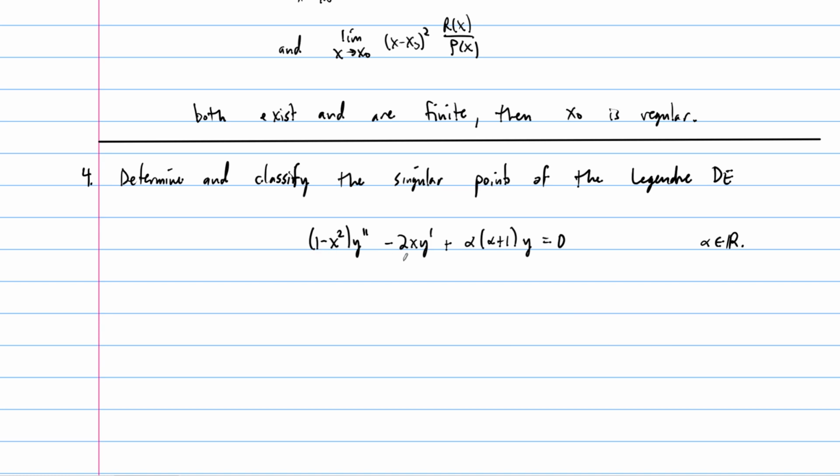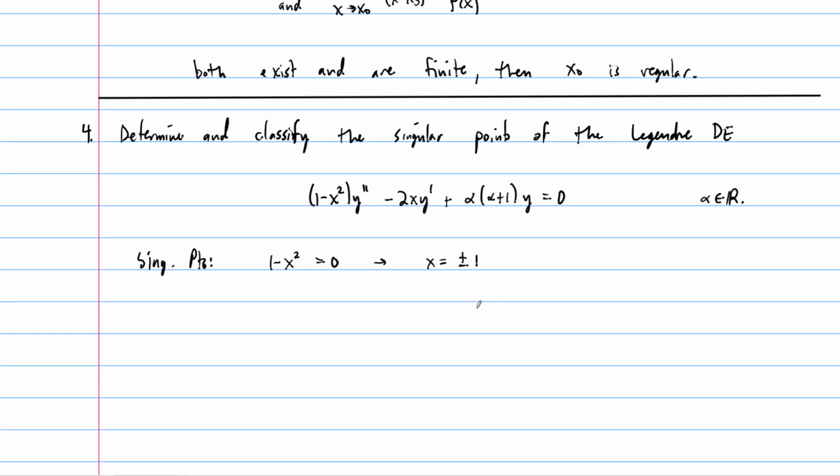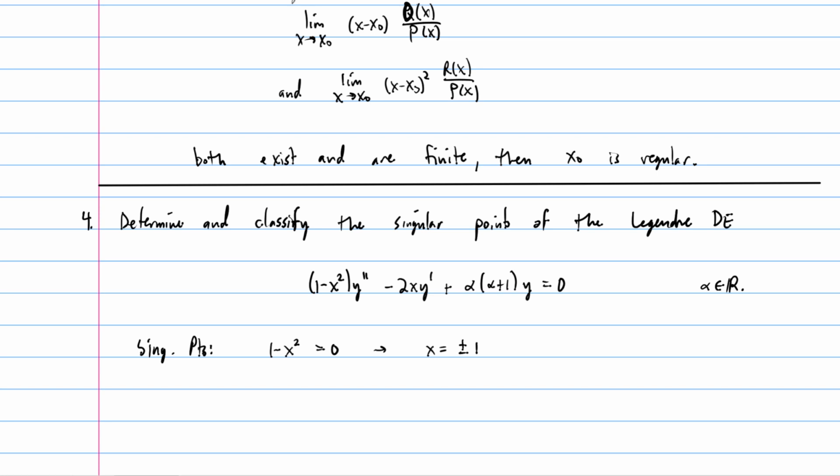First of all, we need to find the singular points. These are, again, polynomial functions, so all we really have to do is find the roots of the coefficient function capital P of x. So the singular points are going to be the points that satisfy 1 minus x squared equals 0. Obviously that means x is plus or minus 1. So those are the two singular points of the Legendre differential equation. And now we'll take these limits.